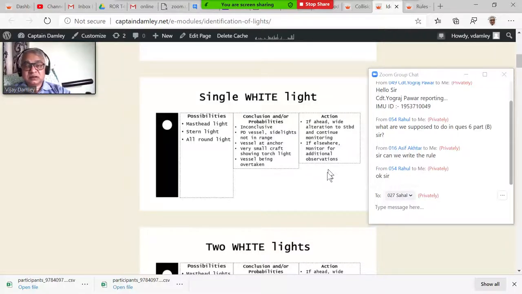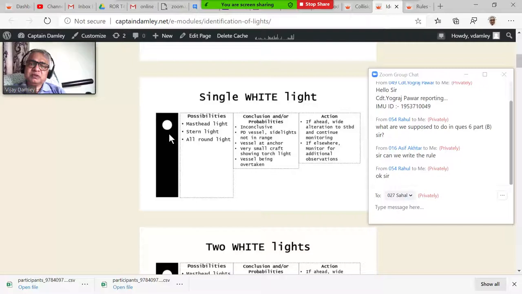Now one of the issues is, when you see a light, can you say whether it is an all-round light or a sector light? There is no way you can say that. Why? At night time you just see the light. That is where the combination of lights becomes important. What are combinations of lights? Suppose you see only one white light. I have put them like this. One white light, that's it, nothing else.